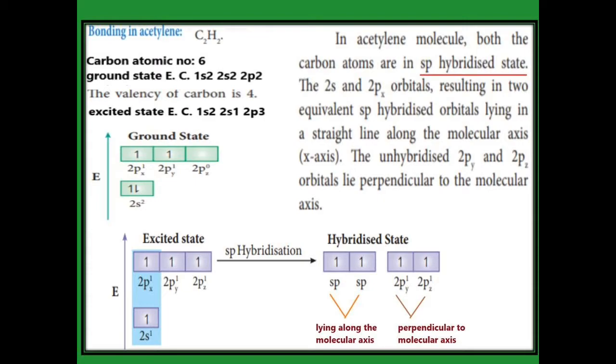But not all the orbitals are involved in hybridization. Here, the ones that are going to be hybridized are the 2s orbital and the 2px orbital. These 2 orbitals go into a hybridized state, so we get 2 sp orbitals. But there are 2 more orbitals that are not involved in hybridization. They are the 2py orbital and the 2pz orbital. They are perpendicular to the molecular axis. But the sp hybridized orbitals lie along the molecular axis.